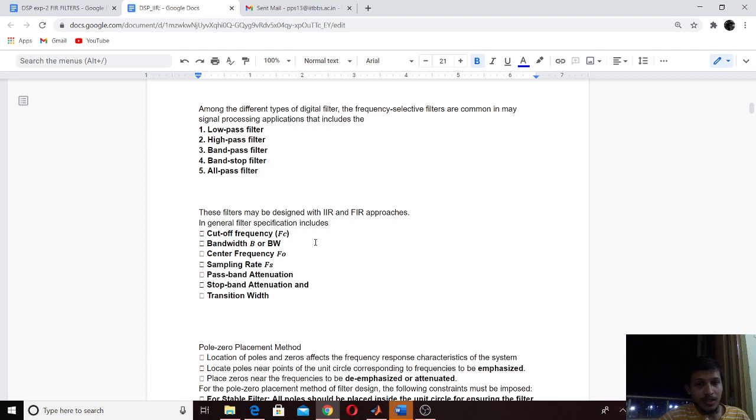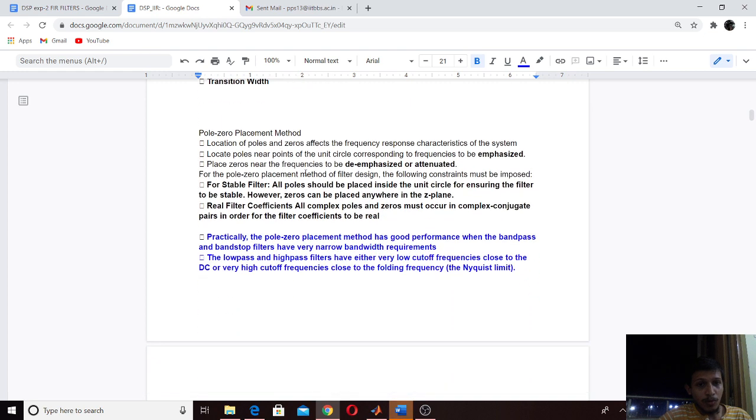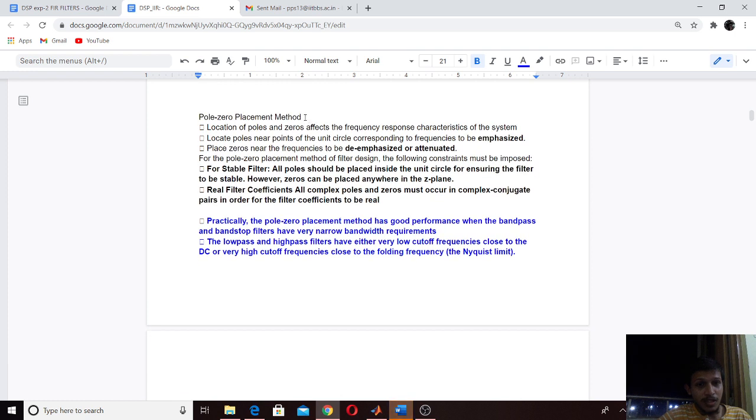In general, the filter which has to be designed has to be specified with cutoff frequency Fc, bandwidth B, center frequency F0, sampling rate Fs, pass band attenuation, stop band attenuation, and transition width. The idea of the pole zero placement method is as follows. The location of poles and zeros affects the frequency response characteristic of the system. Locating poles near points of the unit circle will emphasize those frequencies, and placing zeros near particular frequencies will attenuate the magnitude response at those frequencies.